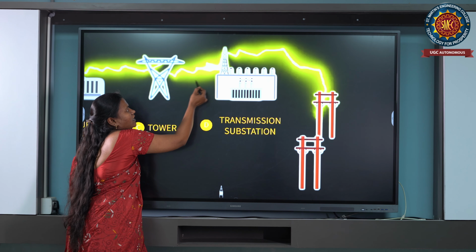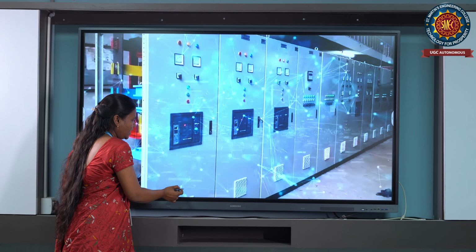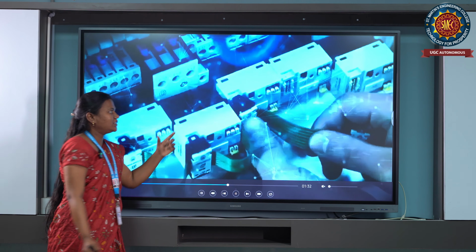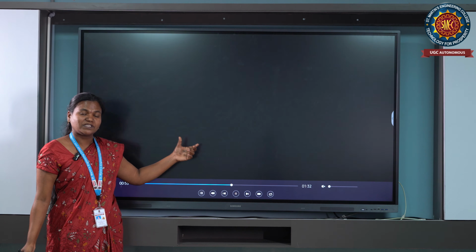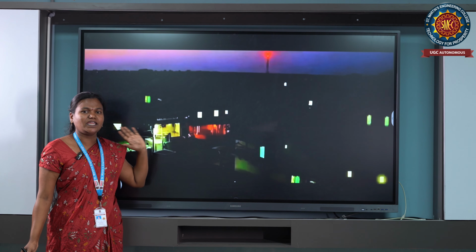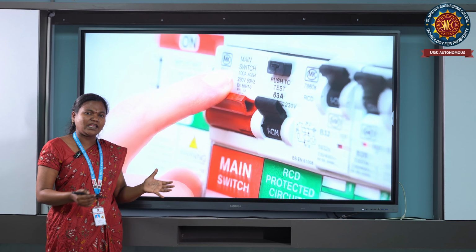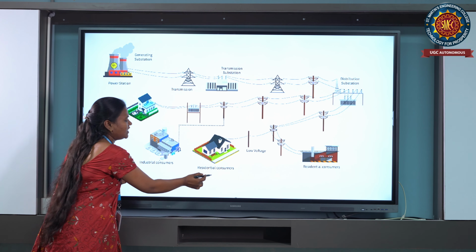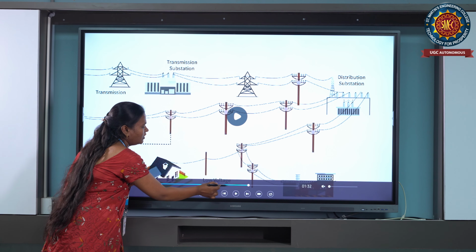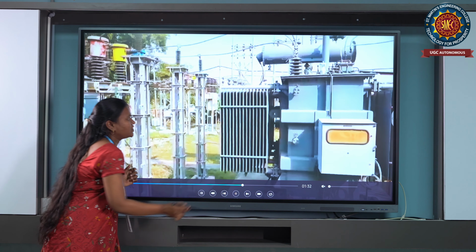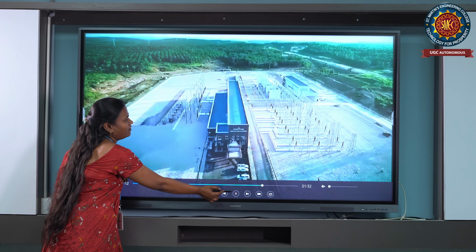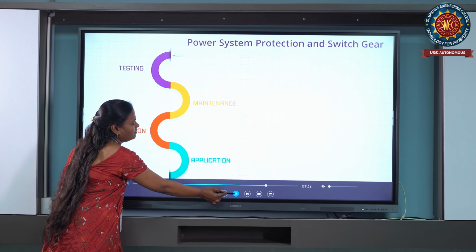It goes to the transformer. Now see, these are big types of equipment. That is the reason we have to protect the equipment. Economically also we have to consider this, right? If one piece of equipment gets damaged... See here, it's a clear view of the generation and transmission of the power. This is the way we are using.